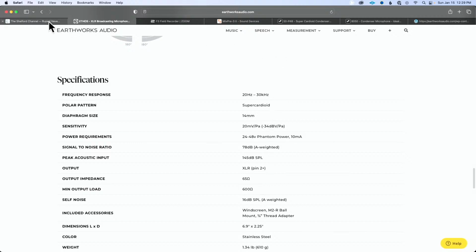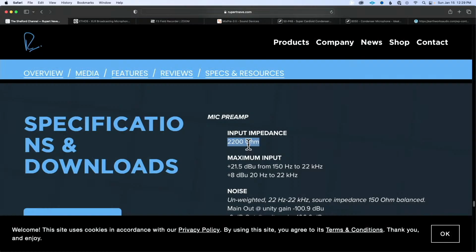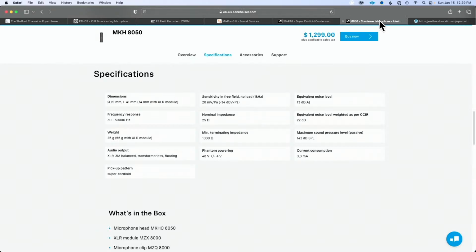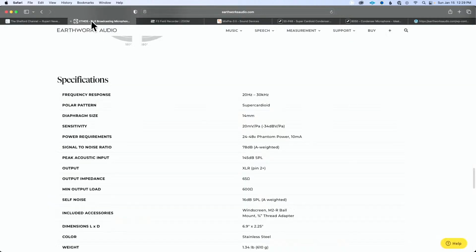So we have 2,200 ohms on the input on the Shelford channel, and we're outputting 65 ohms on the Earthworks Ethos. So we have definitely created a bridging impedance situation, and the microphone is working pretty much as it was designed to. So there's one example. Let's pop over to some others here.